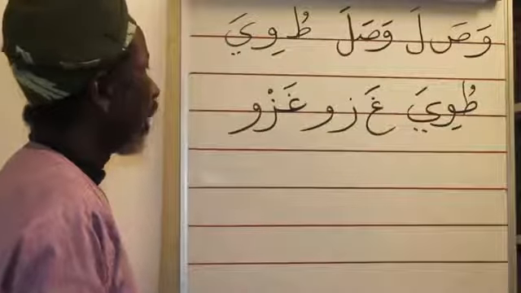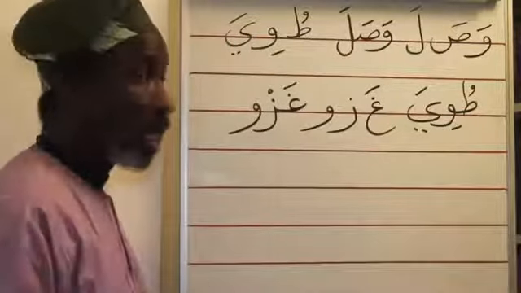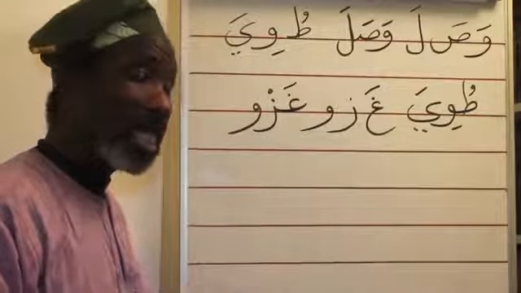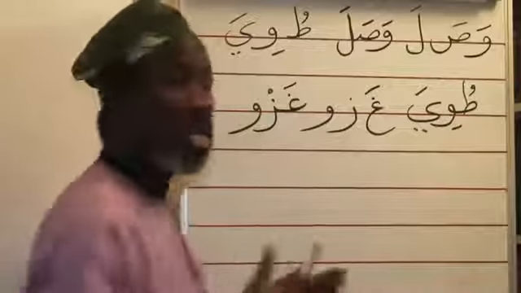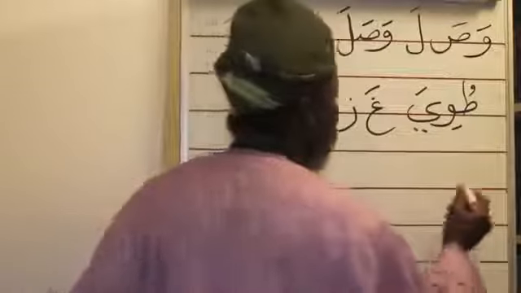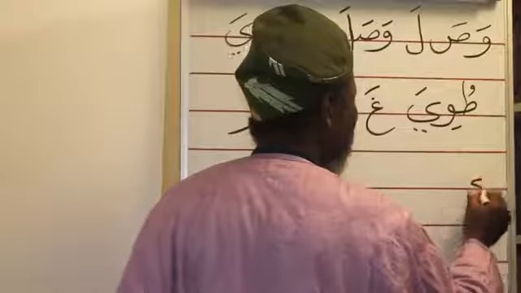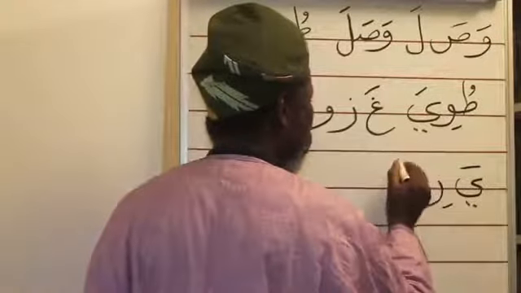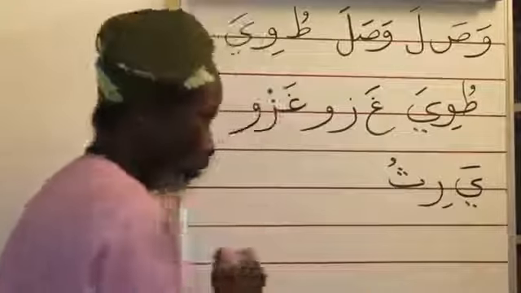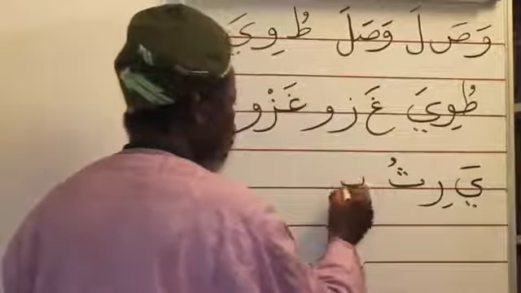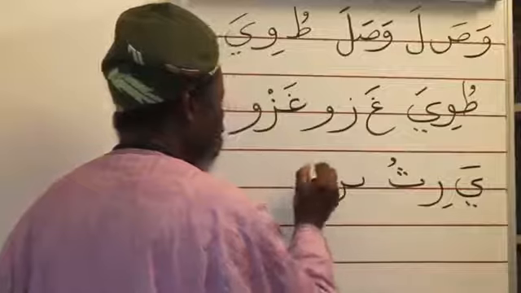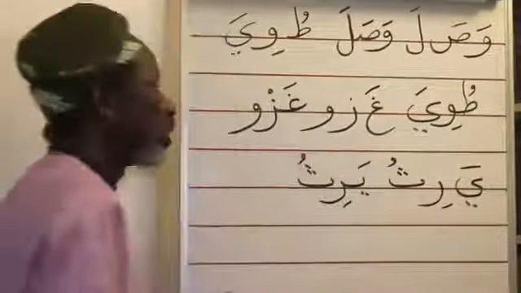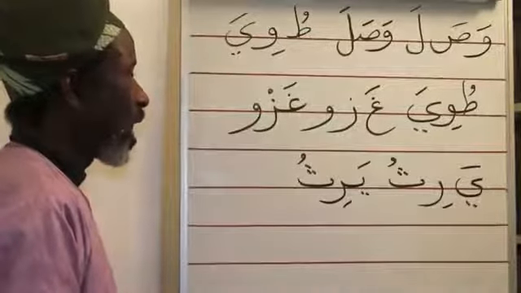The next one is, we have done waw. Now, ya. End of alphabet, ya. So, yarithu, for instance. Ya. Ri. Thu. Yarithu. Joined. Ya. Ri. Thu. Yarithu.